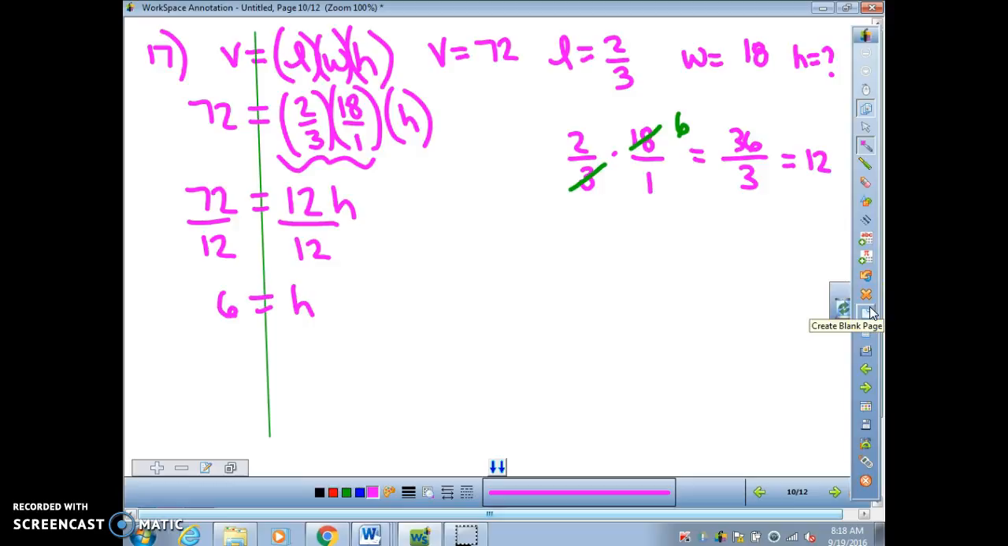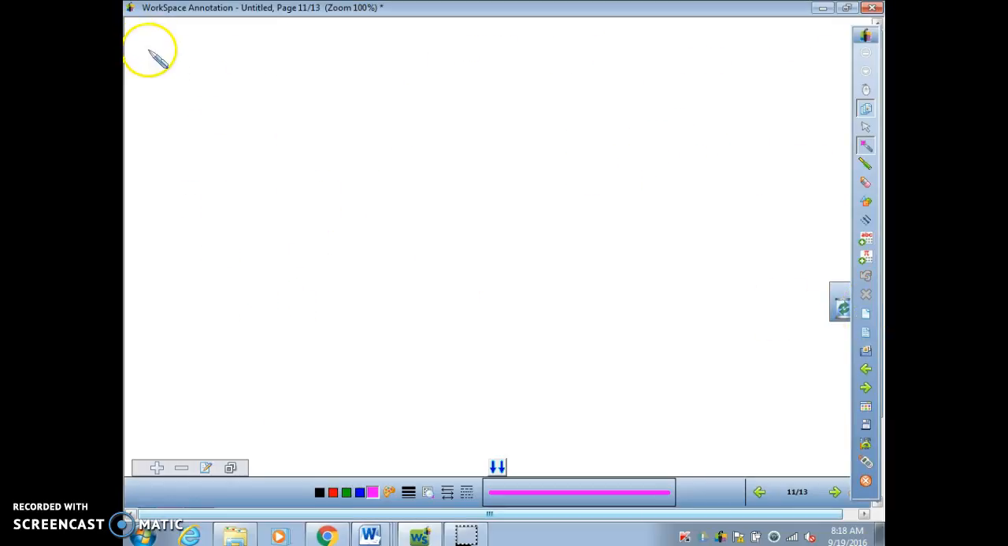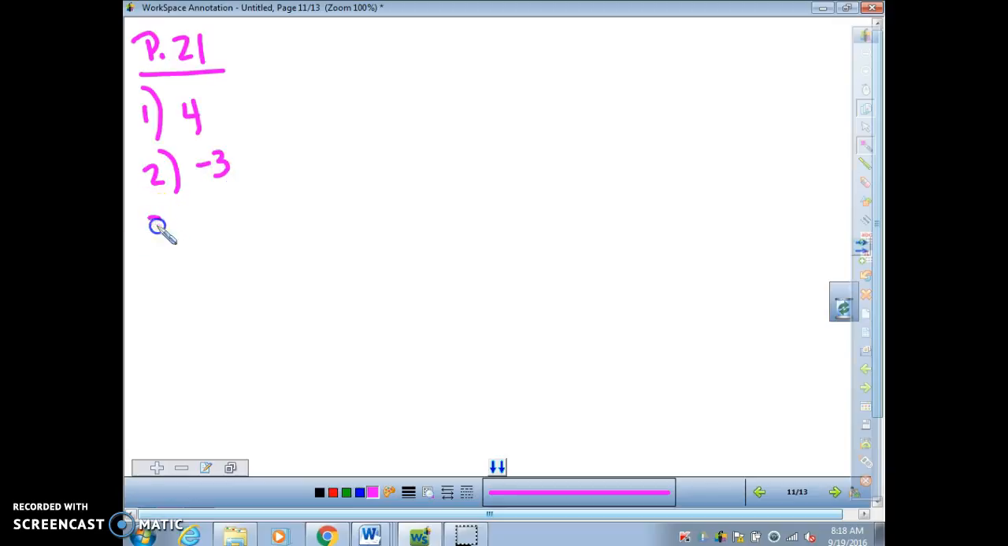All right. Page 21. Page 21, and then I'm going to let you finish that quizzes assignment so that you can practice for your test that you have tomorrow. Okay, page 21. Number 1 is 4. Number 2 is -3. Number 3 is 10. Number 4 is -2.